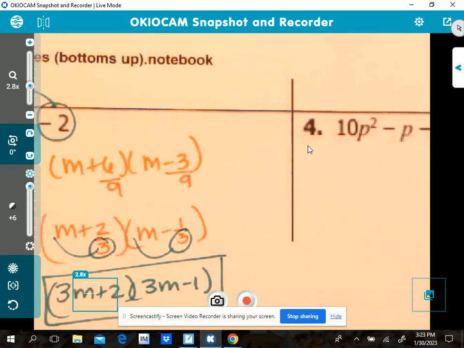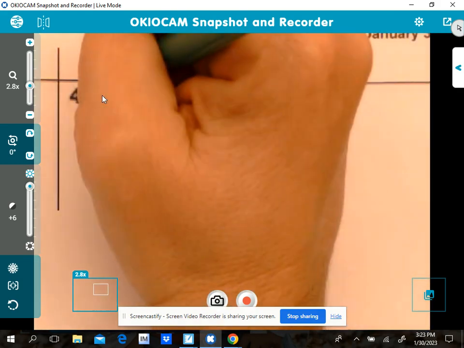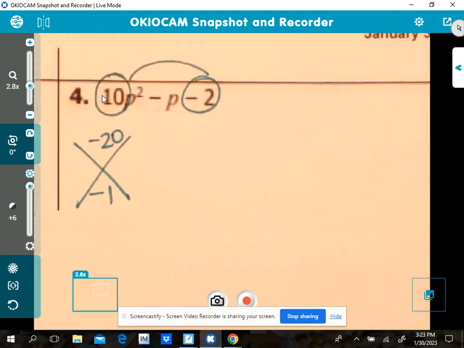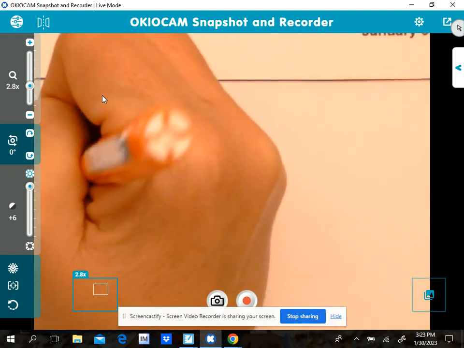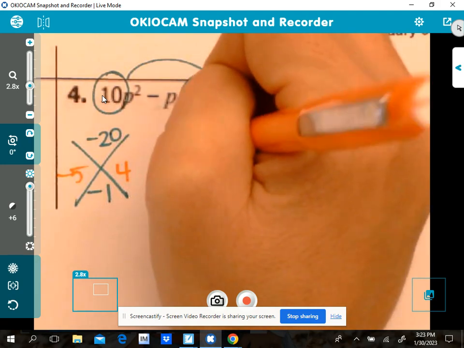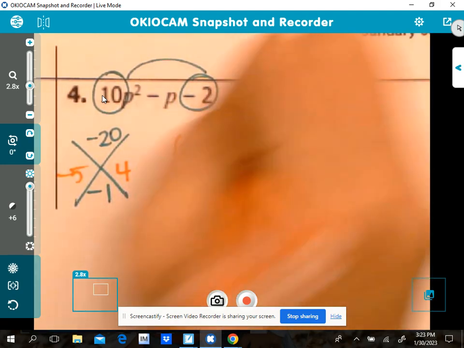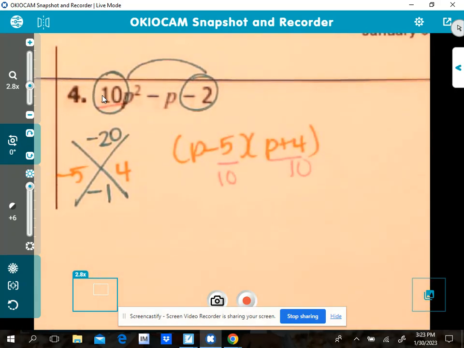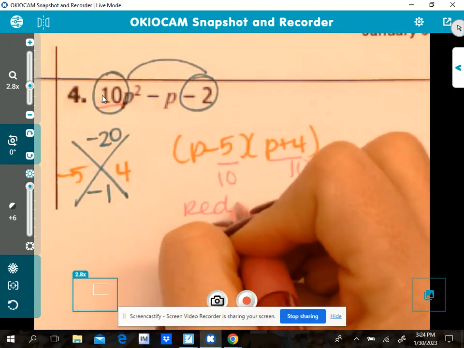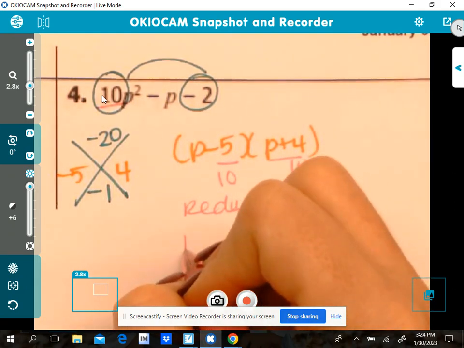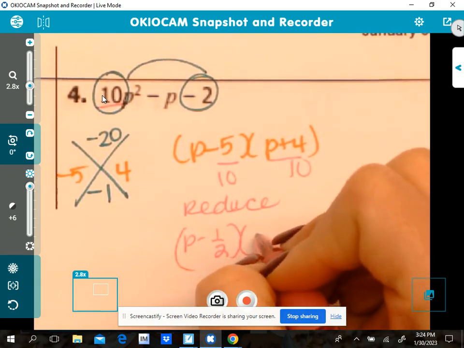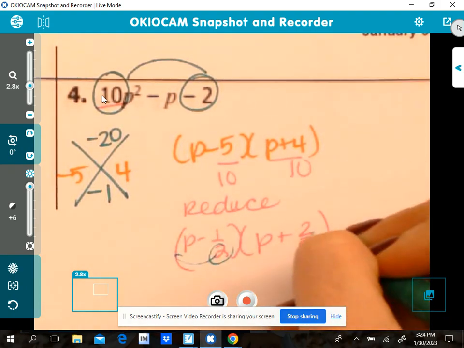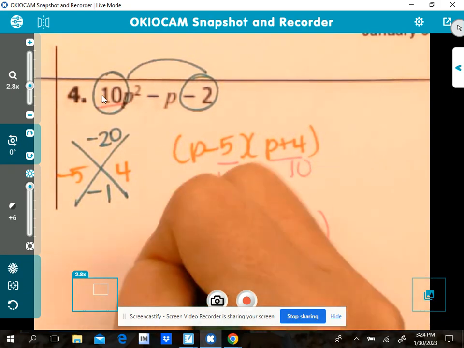All right, let's look over here at number 4. 10 times negative 2 is going to give me negative 20. Negative 1 down in the bottom. Negative 5, positive 4. And those need to be divided by our 10. So we're going to reduce. That's 1/2 and 2/5. So now you can bottoms up.